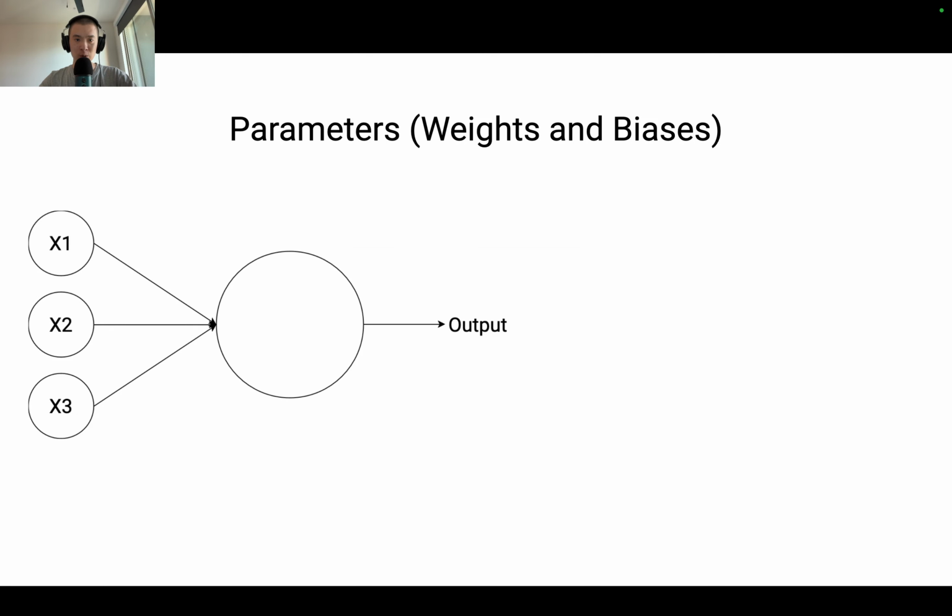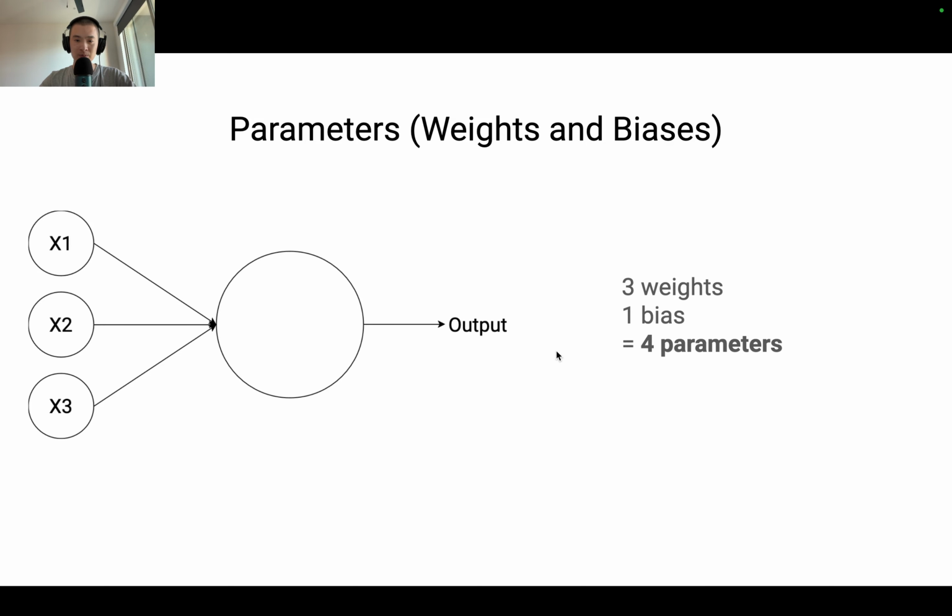All right, let's do a pop quiz. Parameters, which are weights and biases. For this diagram of a perceptron, how many weights and biases are there? Or how many parameters? There's 4 parameters. We have 3 weights. You can think of each of these arrows here as a weight. 1, 2, 3 for 3 weights. 1 bias. We have 1 perceptron, and each perceptron has 1 bias. 4 parameters. This wasn't too difficult, hopefully.